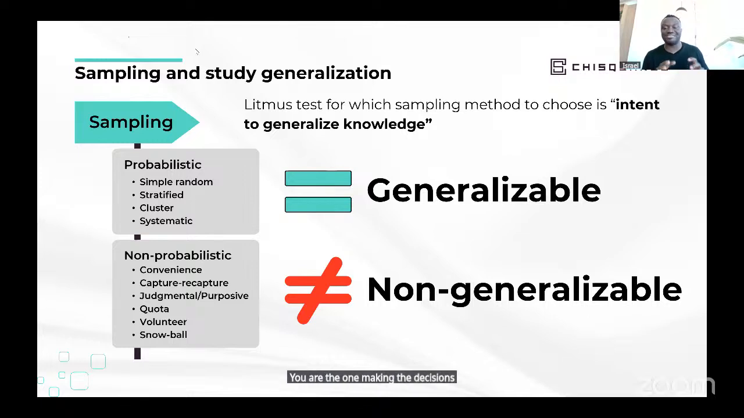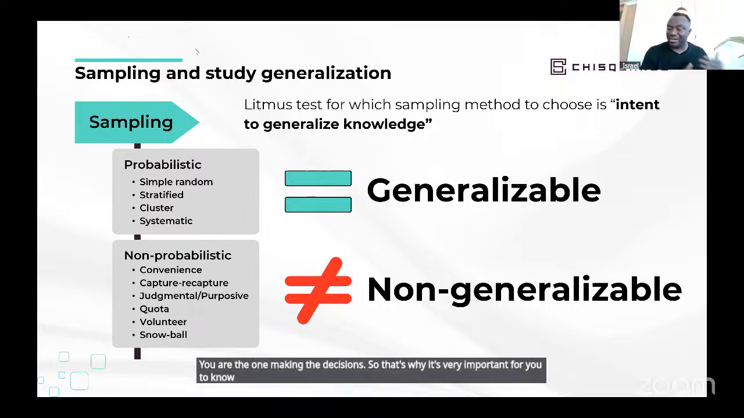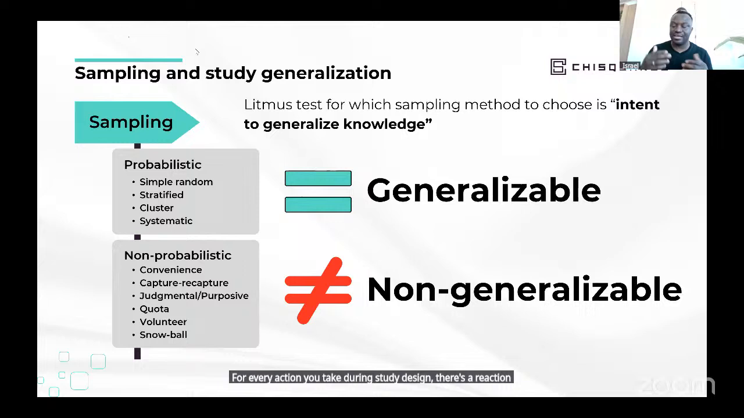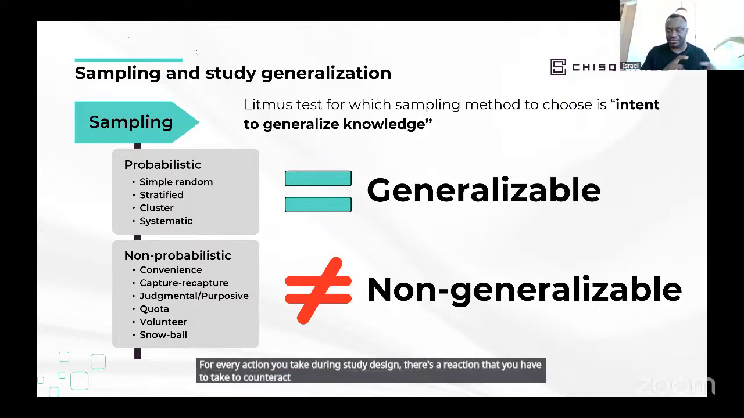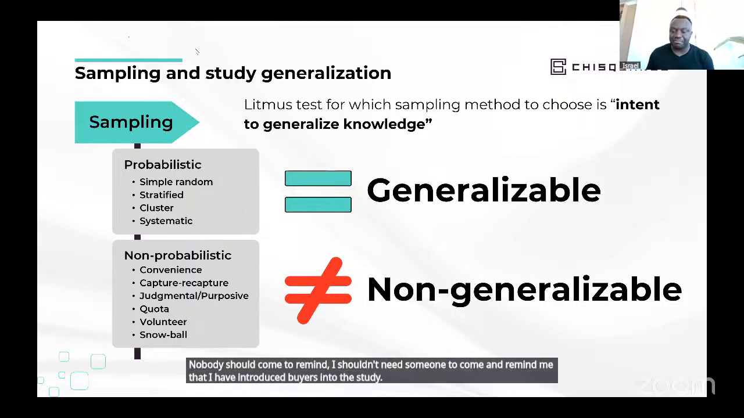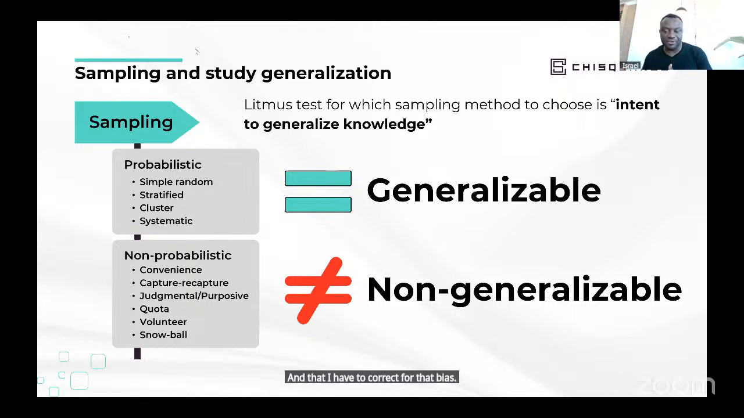So that's why it's very important for you to know what's going on, because you will ultimately have to account for every decision you make. You know, Newton's law says for every action, there's a reaction. For every action you take during study design, there's a reaction that you have to take to counteract any negative fallout. So if I introduce disproportionate sampling, I shouldn't need someone to come and remind me that I have introduced bias into the study and that I have to correct for that bias with weights later on in the design after I've collected my survey, right?